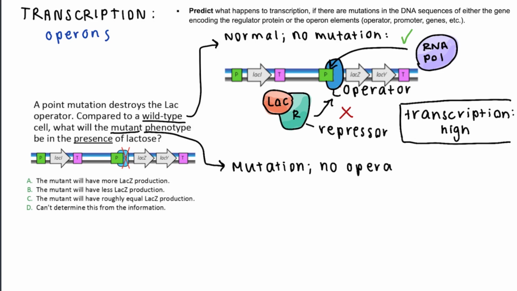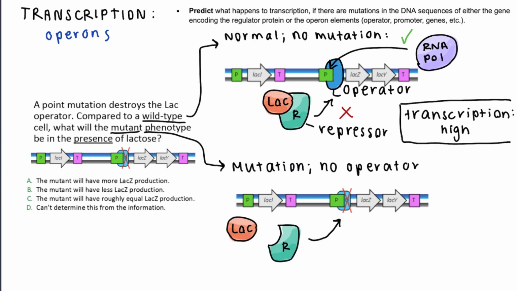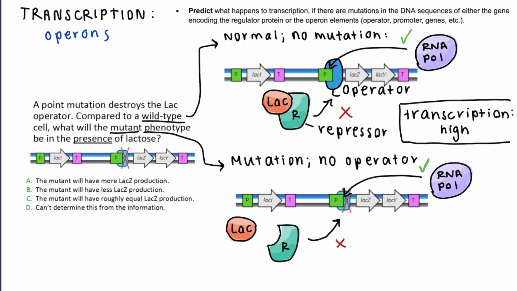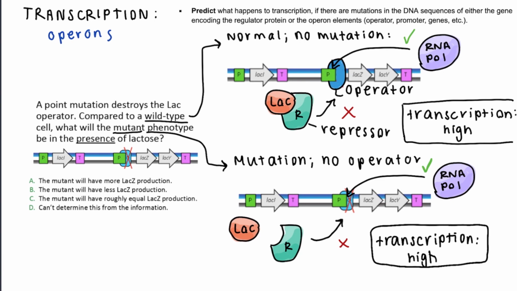The mutant does not have an operator, making these genes basically normal genes. So in a normal gene, since there is a promoter and a terminator, transcription will happen normally. So we can also say that it happens at a high level. Therefore, the mutant roughly has an equal amount of LAC-Z production to the wild type cell, as we can see here. So the answer is C.